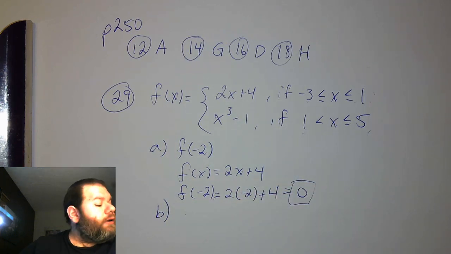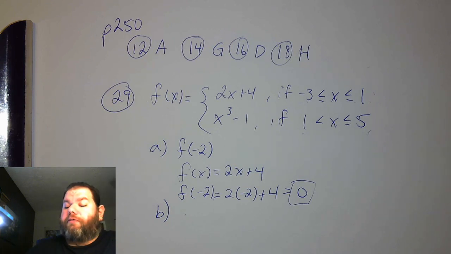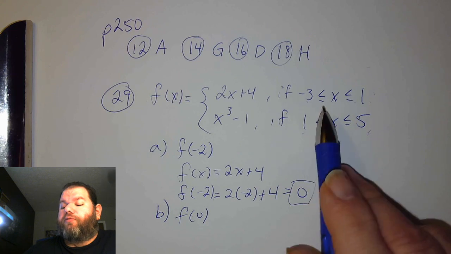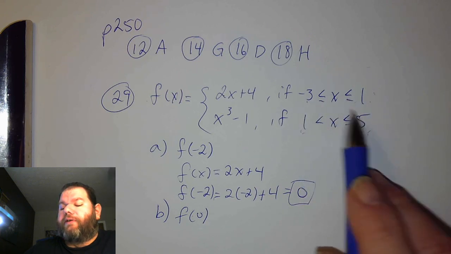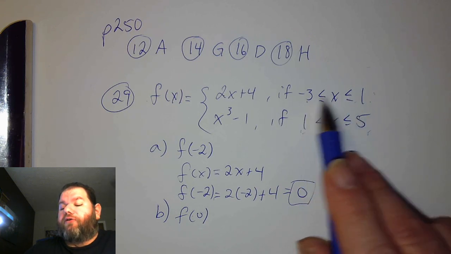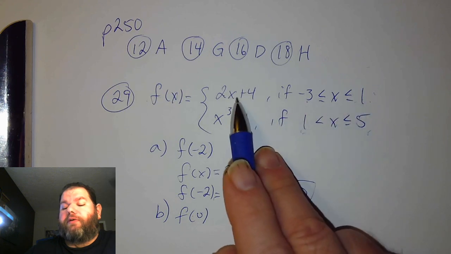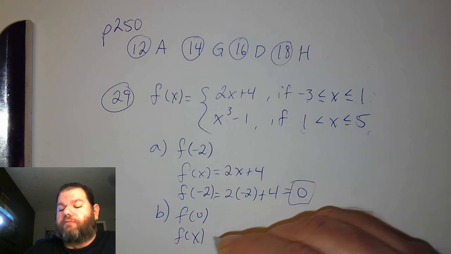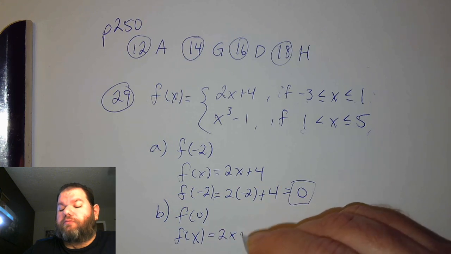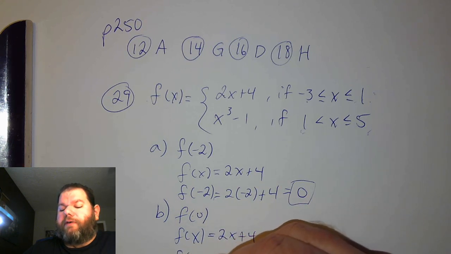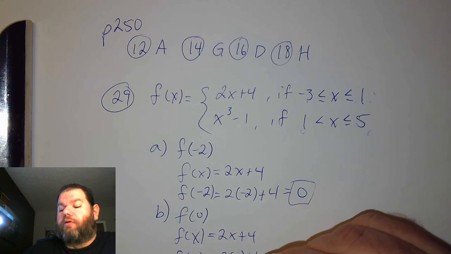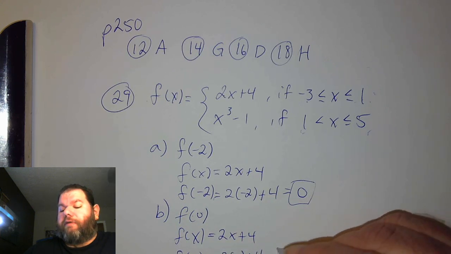B, f of 0. Same approach. We again decide which of these that 0 is part of. 0 is between negative 3 and 1, so we still use 2x plus 4. And now we plug in 0. It gives us a value of 4.